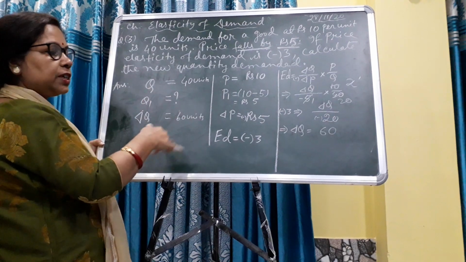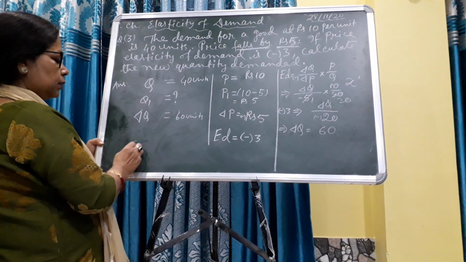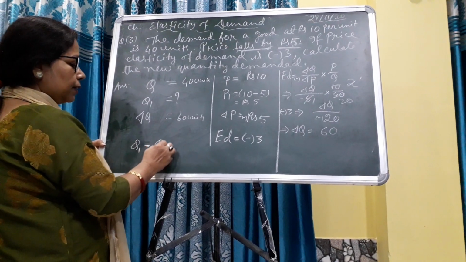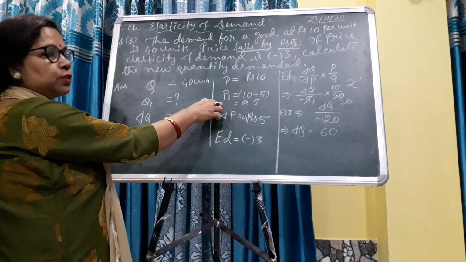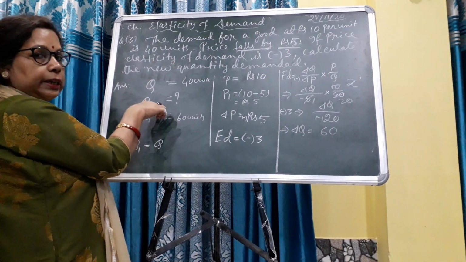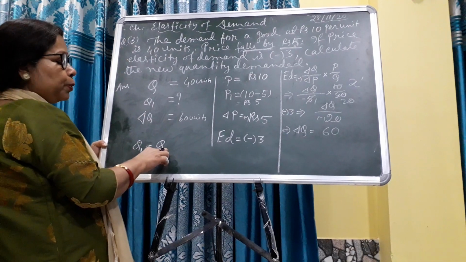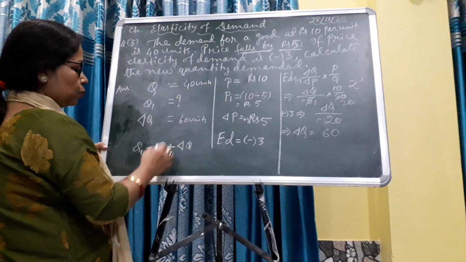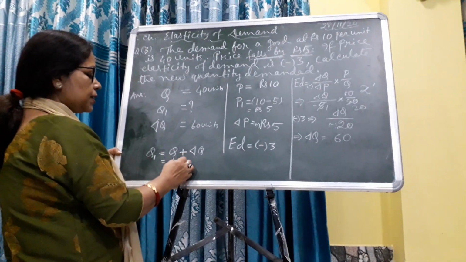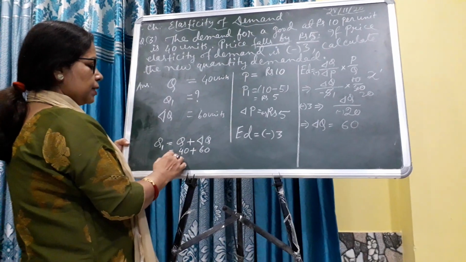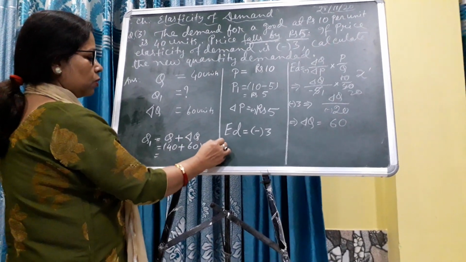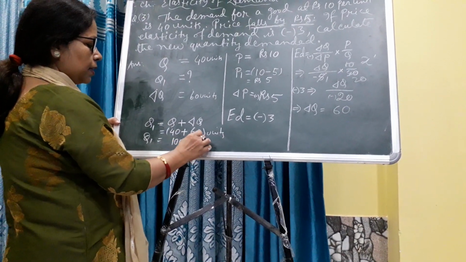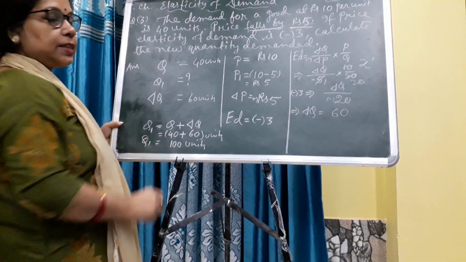From this information we can write Q1 equals original quantity. Falls means this will increase, that's why I am going to put a plus sign: Q plus delta Q. So original quantity 40 units plus 60 units. Therefore, the answer will be 100 units.